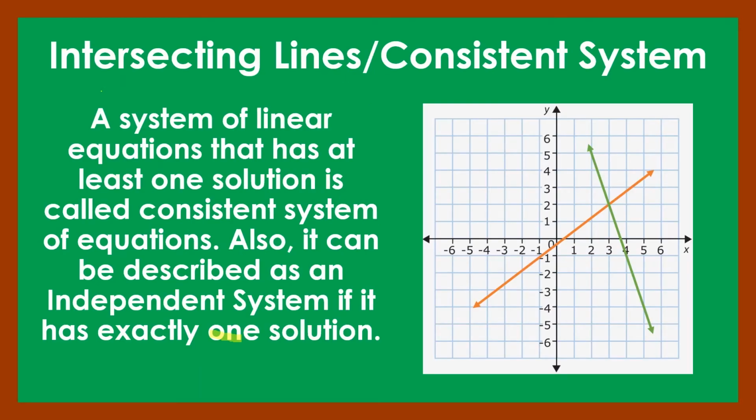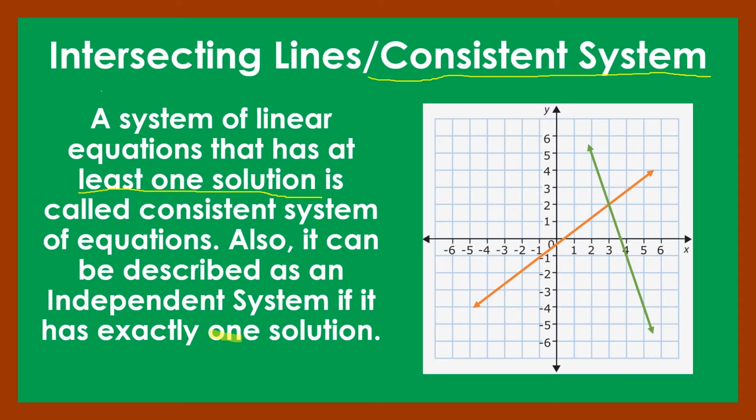The first system, we call it as the consistent system. So this type of system, yung involved ay intersecting lines. So as you can see sa graph, we have here two lines that are intersecting to each other. So when we say consistent system, it is a system of linear equations that has at least one solution. Also, it can be described as an independent system if it has exactly one solution.